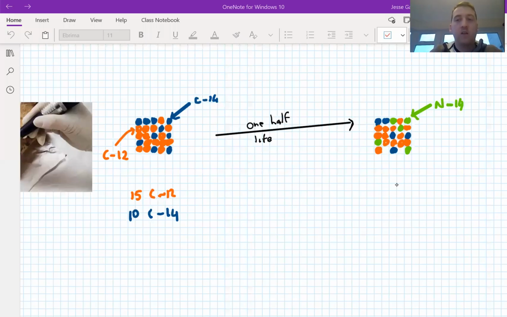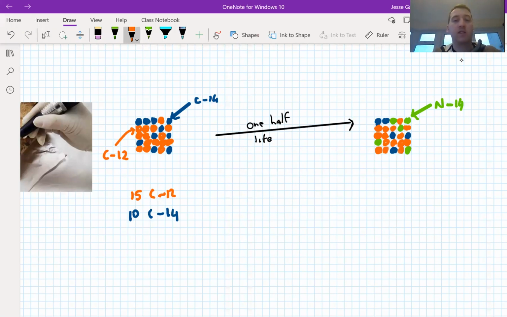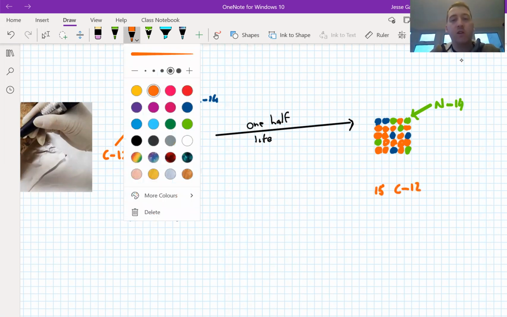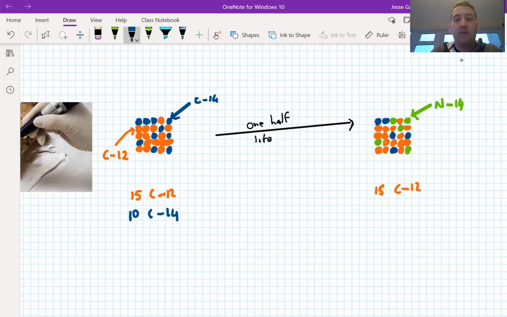And we're back. Okay, so obviously all of the nuclei which were already carbon-12, well, those were stable, so they were not going to decay. So what's left is we've still got our 15 nuclei of carbon-12, but we have now reduced to 5 nuclei of carbon-14. So obviously here, the ratio of carbon-12 to carbon-14 has increased. We now have a bigger ratio of carbon-12 compared to carbon-14.